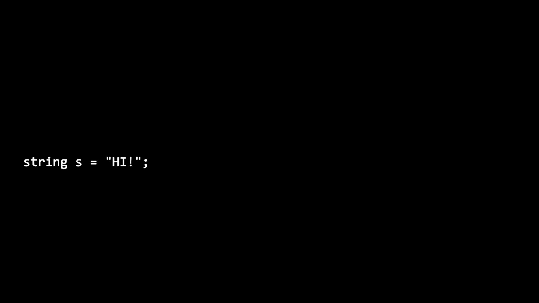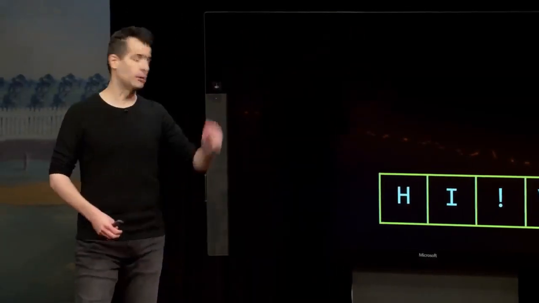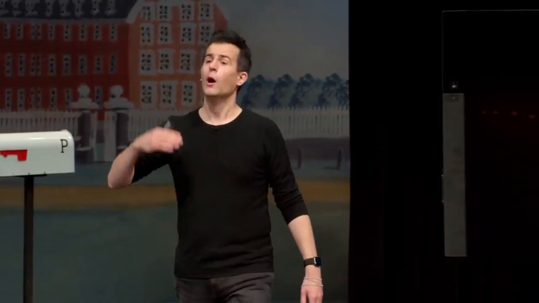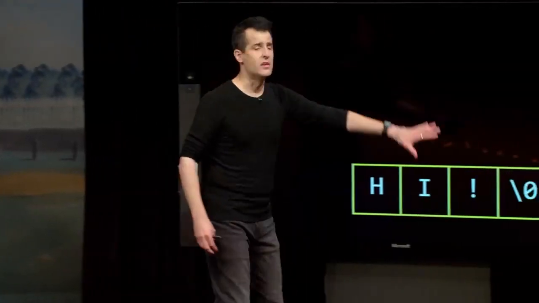String s equals quote unquote "HI!", in all caps with an exclamation point. So that may very well be a line of code that we've seen thus far. What's actually going on inside of the computer's memory? Well, let me propose that when you type in quote unquote "HI!" in a computer, it ends up somewhere in your computer's memory. So HI exclamation point plus, per two weeks ago, a \0, which is how a computer represents the end of that string.